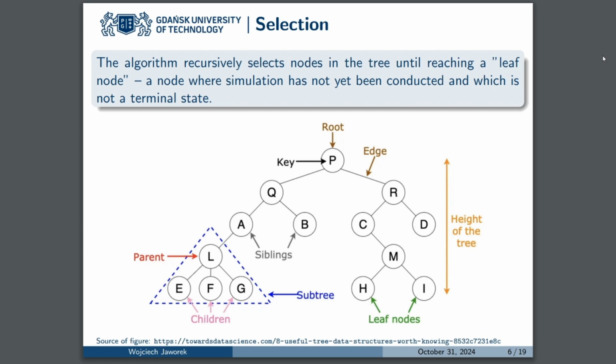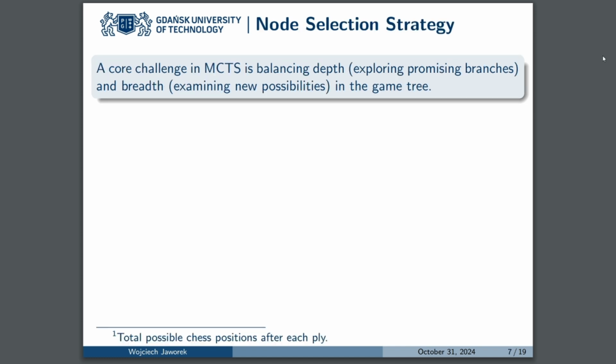So let's talk about the selection step. In the selection step, the algorithm recursively selects nodes in the tree until reaching a leaf node, a node where simulation has not been conducted yet, and in which the state of the game is not terminal. Now let's talk about how we actually pick one node or another in each step. The core challenge is to balance depth search and breadth search in the game tree.